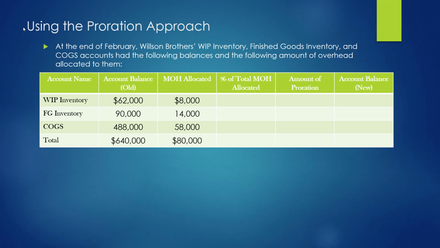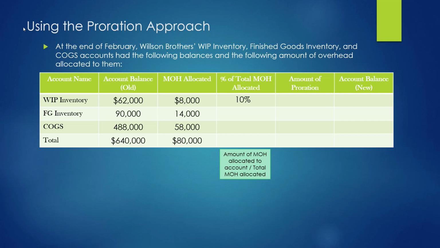Well, what percent of the overhead which was allocated ended up in each of these different accounts? You can figure that out by just taking the amount of manufacturing overhead which is allocated to that account, again by summing up the amount of overhead on each one of your job cost records for jobs that are still a work in process at period's end. Take that amount which has been allocated already and divide it by the total amount of overhead you allocated during the period. If $8,000 of overhead was allocated to jobs which are still in WIP out of the $80,000 in total, that means 10% of the overhead which we allocated during the period ended up in WIP.